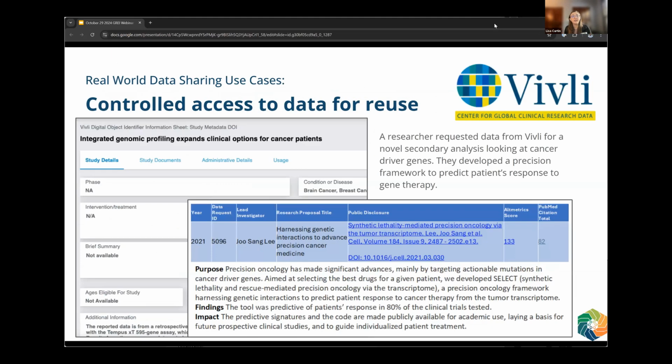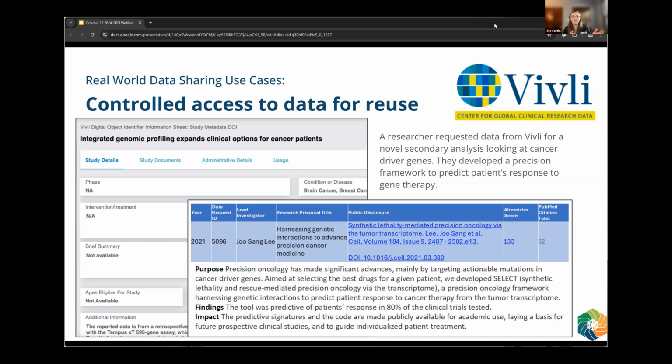Next slide. And now we're at Vivli. I'm getting very down to the wire here. But Vivli is another of the GREI repositories. It's unique because it offers controlled access to your data, and they specifically support sharing clinical trials data and not just any kind of data, which the rest of us do. And this example here is of data reuse.